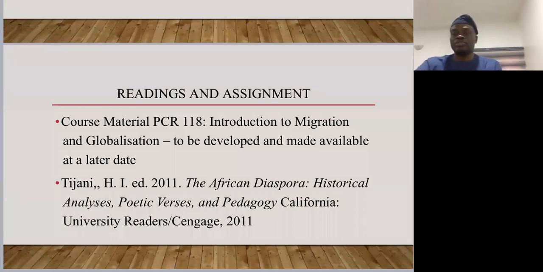Let me say this for the record that PCR118, Introduction to Migration and Globalization, is a new course, a flagship course, started this year, and as such, there is no course material. So do not look for one or ask your study center for one, because it is being developed. When it is available, we will make it in both hard copy and e-copy on the NOUN website.